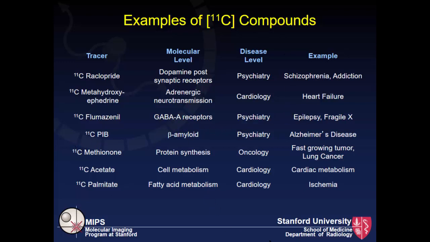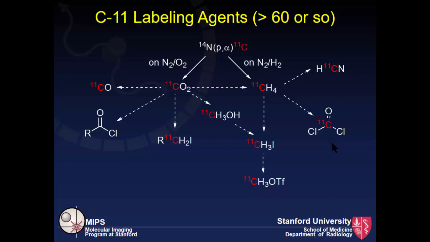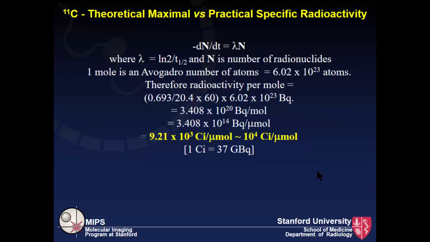And at the disease level and the areas of research that we can apply these tracers to, we can look at cardiology, neuropsychiatry, and oncology. And just as a snapshot, starting from a p-alpha reaction, that is a nuclear reaction from the cyclotron, we can make a diverse set of compounds, and here's just a sample of labeling agents that we use to label carbon 11 compounds. And we're looking at specific activity. Here's the equation that we use for radioactive decay.